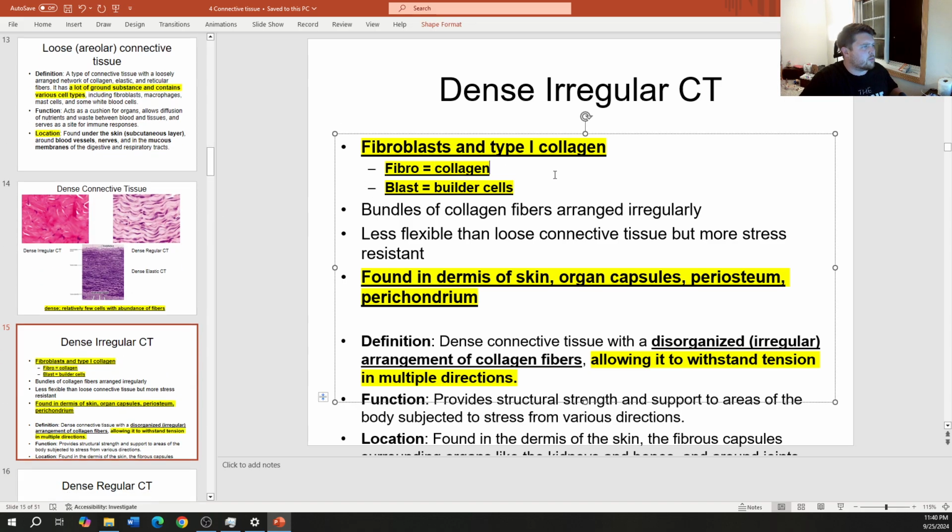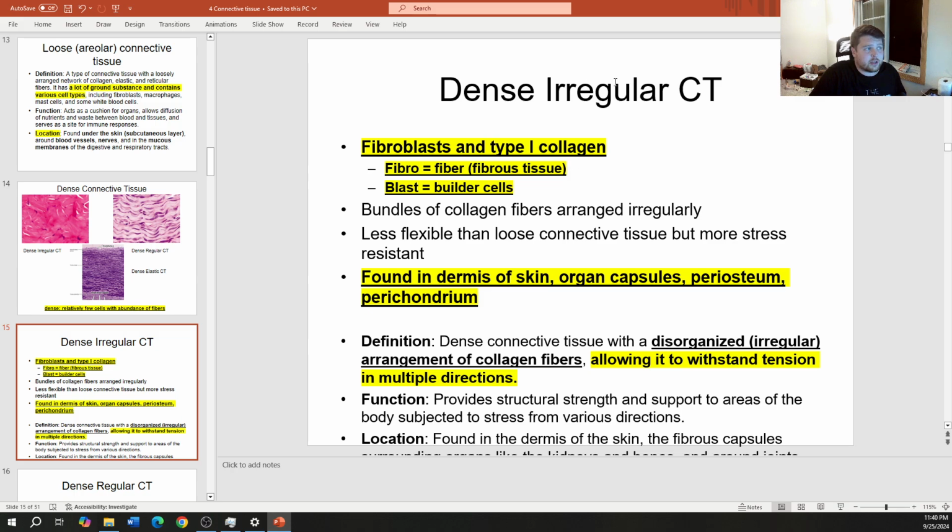Instead of just calling it that, because it's more broad than that. We usually associate it with the types of collagen, but fibro is literally fiber or fibrous tissue. That's better. Which includes our collagen or some of our different types of connective tissues. Okay. So we have bundles of collagen fibers arranged irregularly.